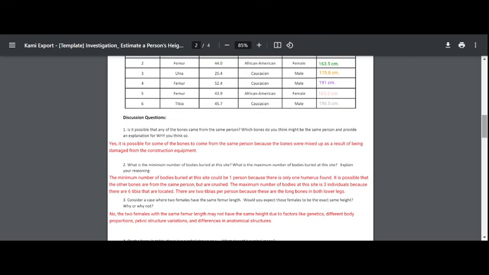Okay, yeah, you brought up a really good point. Good job. So yeah, you're absolutely right. So no, the 2 females with the same femur length may not have the same height due to factors like genetics, different body proportions, pelvic structure variations, and differences in anatomical structures. So that actually goes along with what you said.